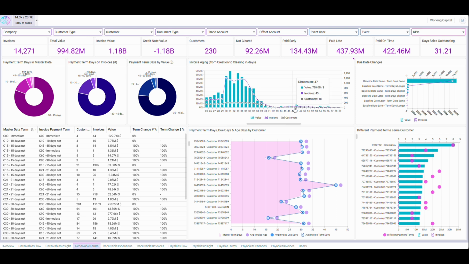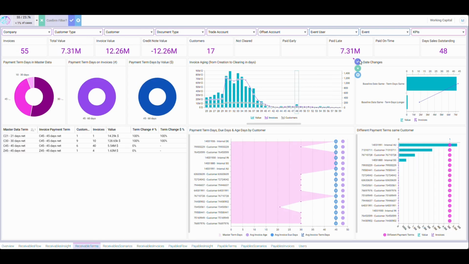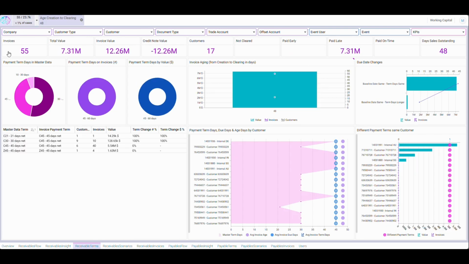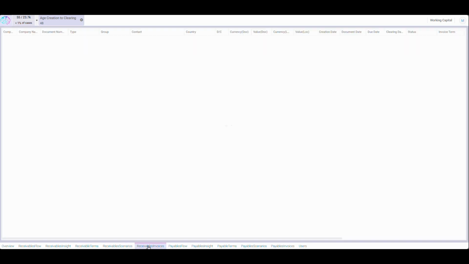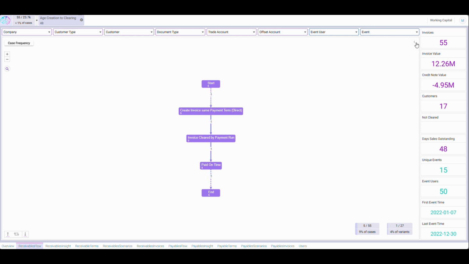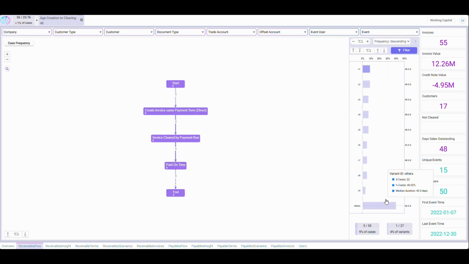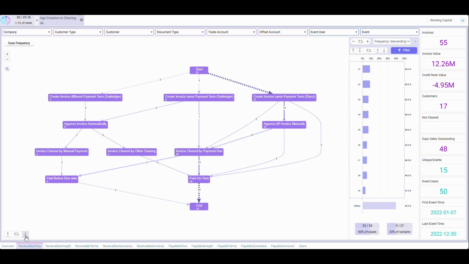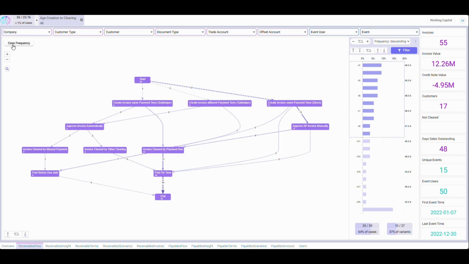Making a selection, like the spike for 48 days, shows me 55 invoices. I keep the selection and going to the Receivables Invoices dashboard gives me the details. From here, there is the option to export to Excel. The automatically generated process flow immediately shows the process steps taken and time involved. I can add additional paths and show the time between events.